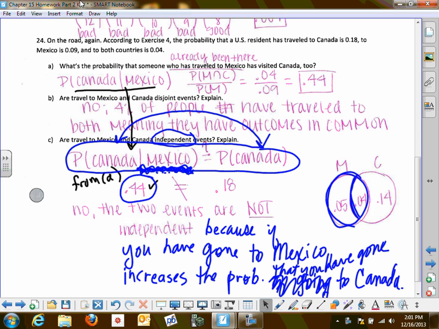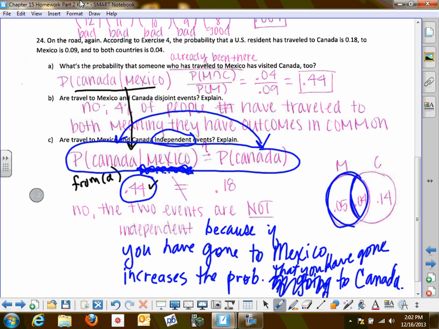On our homework for chapter 15, part 2, we started at number 24. The key is that you really have to read the question carefully to see if that information is a given. For example, 24A, what's the probability that someone who has traveled to Mexico? That's a fact we already know, so that's the given part.